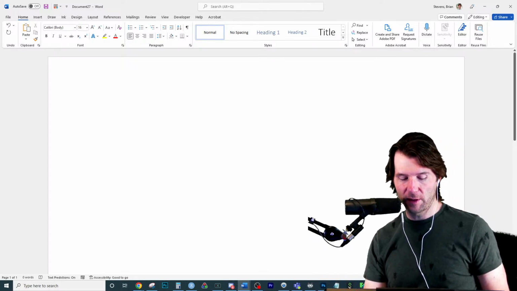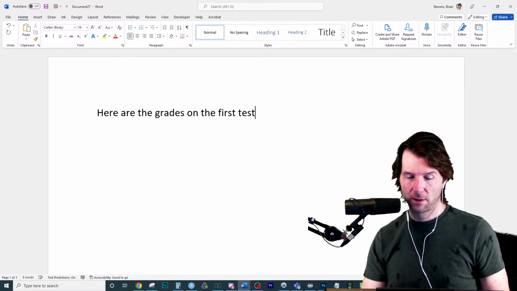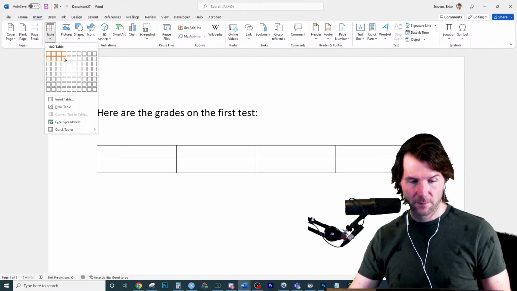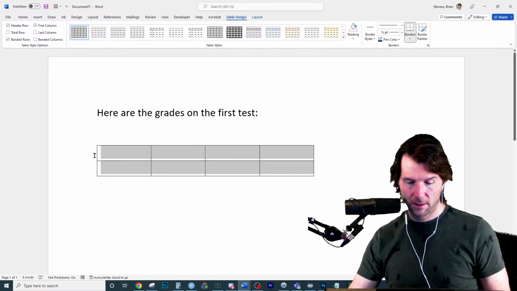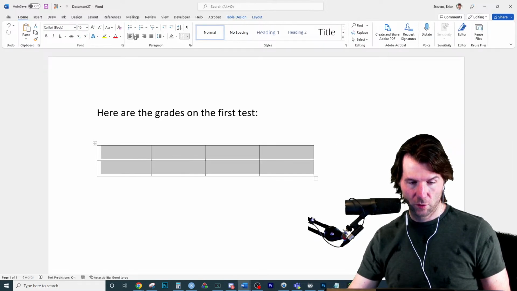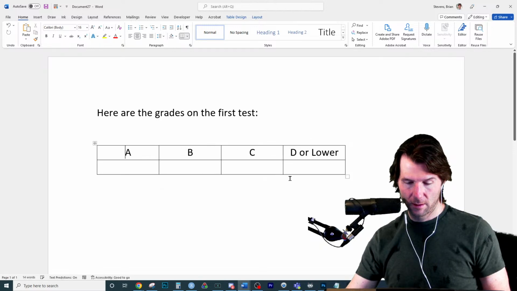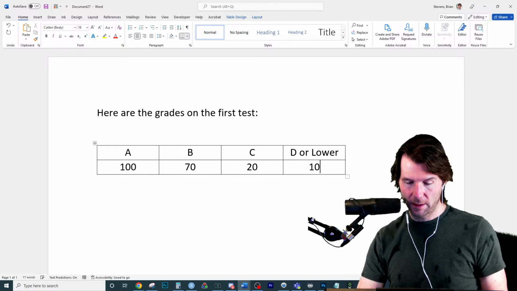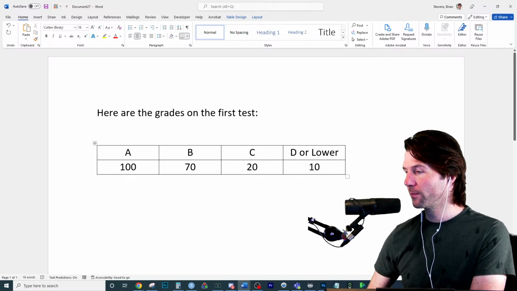So we would say right here, here are the grades on the first test. And we go right here, insert table. A, B, C, D, or lower, and 100, 70, 20, 10. Okay. So is this data quantitative or categorical?